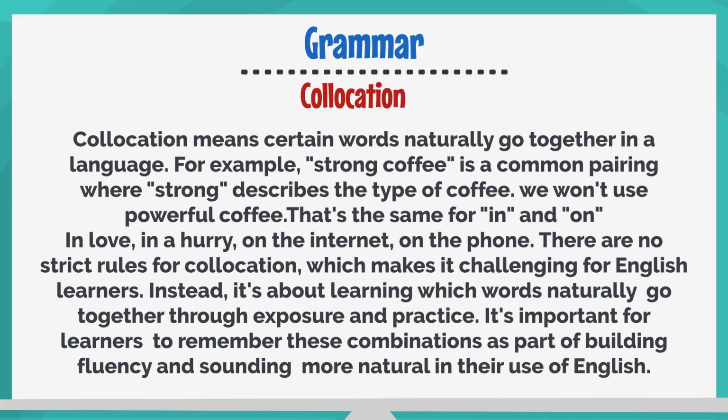Collocation means certain words naturally go together in a language. For example, strong coffee is a common pairing where strong describes the type of coffee. We won't use powerful coffee. That's the same for in and on. In love, in a hurry, on the internet, on the phone.